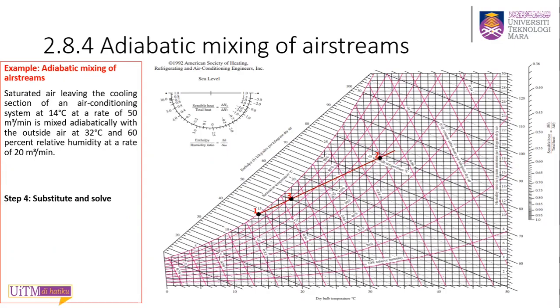From state 3, draw the property line for relative humidity and also draw the property line for dry bulb temperature at state 3. Do not forget to read for specific volume because it is required to calculate the volume flow rate later. List down the properties for state 3 and for step 4, substitute and solve for the question.